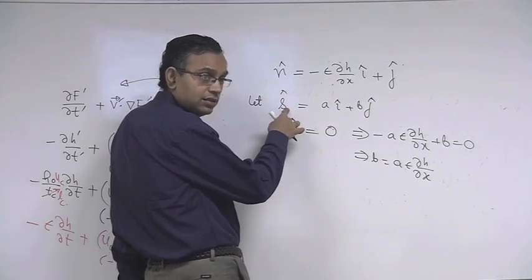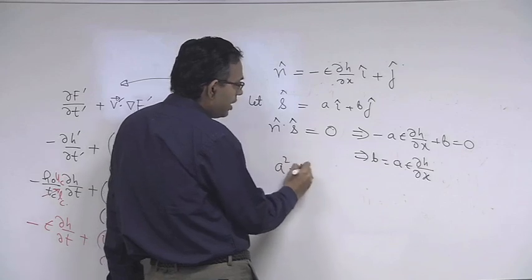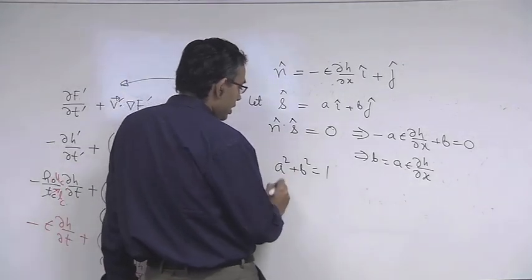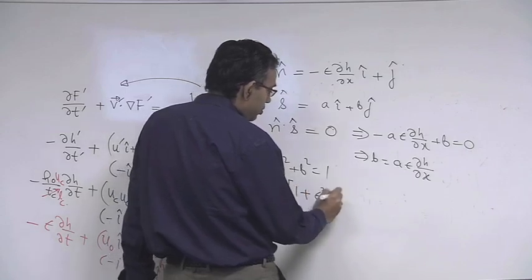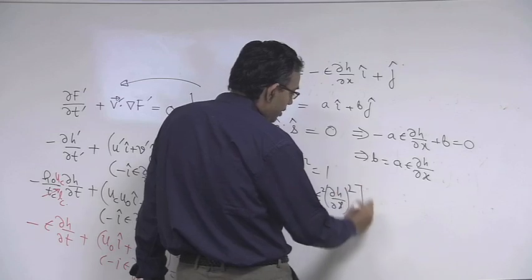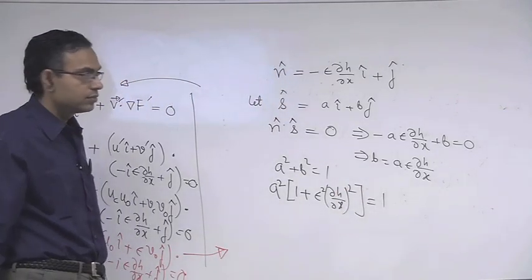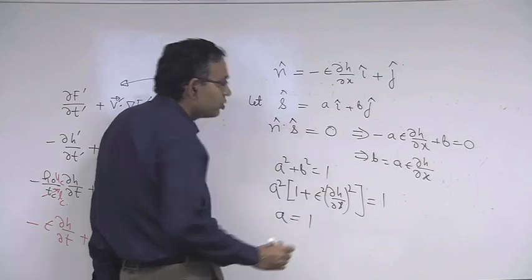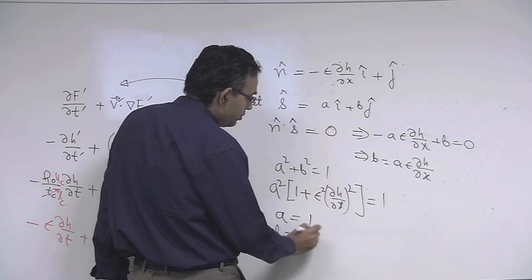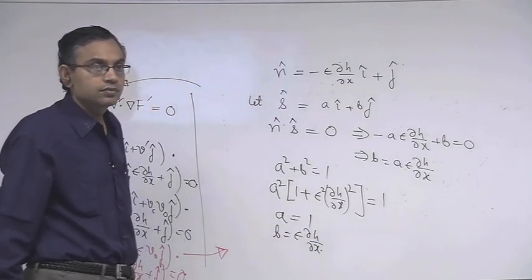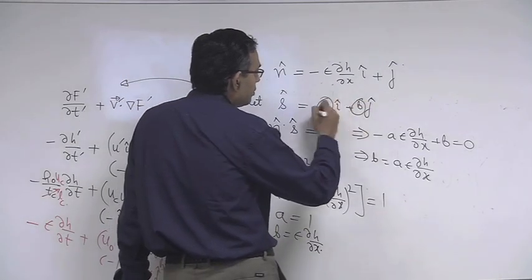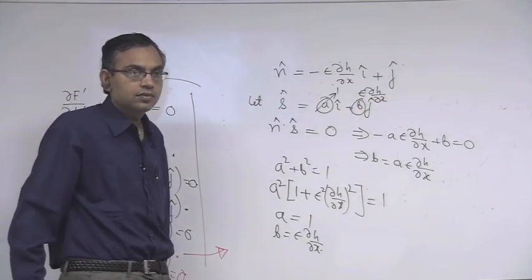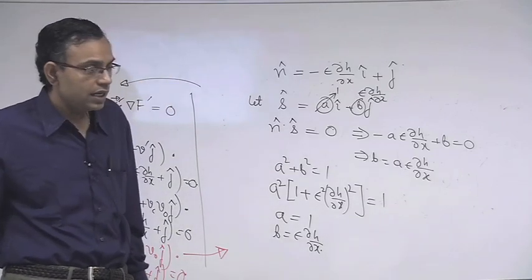Not only that, s is a unit vector, that means its magnitude is unity, that means a square plus b square equal to 1. So, a square plus b square equal to 1 means a square into 1 plus epsilon square del h del x square is equal to 1. That means, considering this as much smaller as compared to 1, you have a is equal to 1, and if a is equal to 1, b is equal to epsilon del h del x. So, the s vector is i plus epsilon del h del x j. Okay. So, let us come back to the slide.